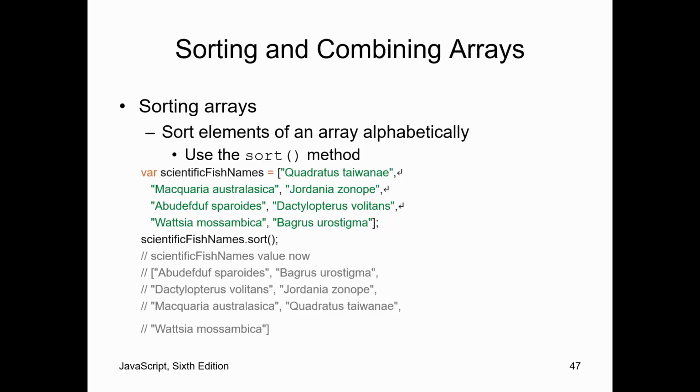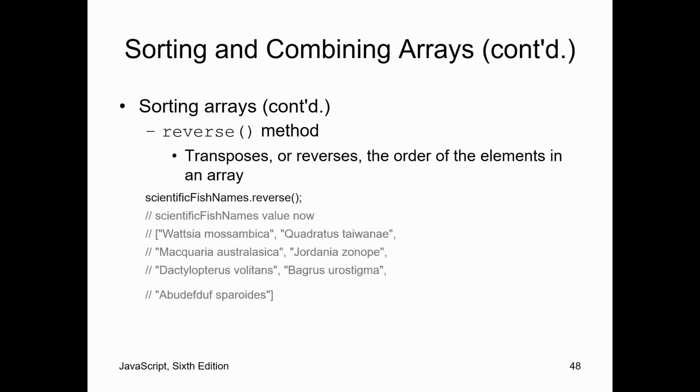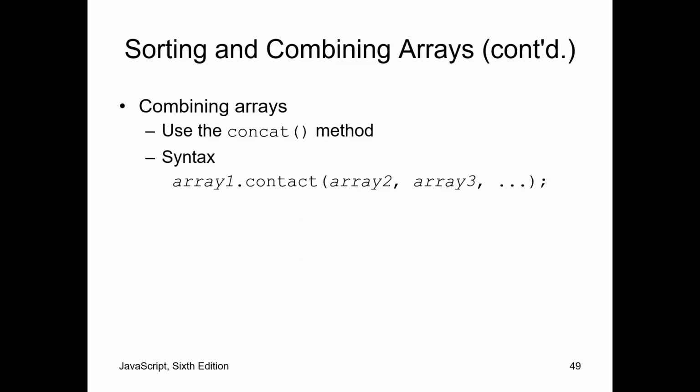Sort does just what you'd expect it to do with an alphabetic array. So sort sorts it into ascending order. If you want it in descending order, there is no reverse sort. So what you have to do is sort and then call reverse. You can combine two or more arrays together using concat.